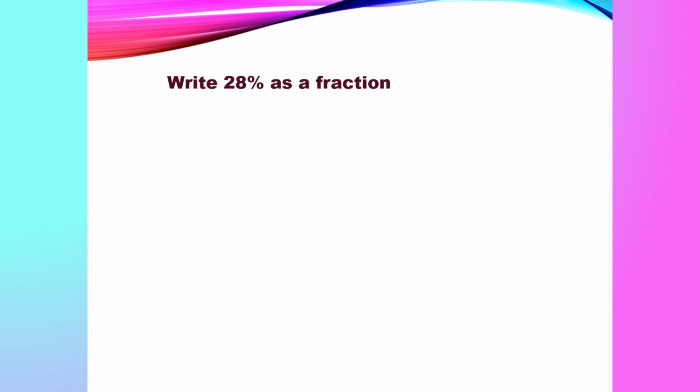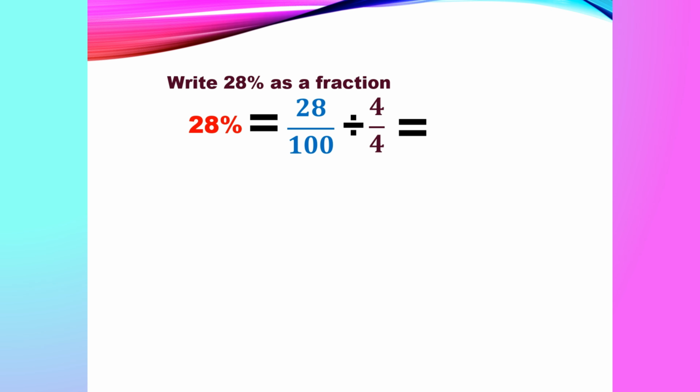28% as a fraction will be written as 28 out of 100. Let's think about the GCF of 28 and 100. The GCF is 4. So we divide both 28 and 100 by 4. 28 divided by 4 gives us 7. 100 divided by 4 gives us 25. So the fraction in simplest form is 7 out of 25.